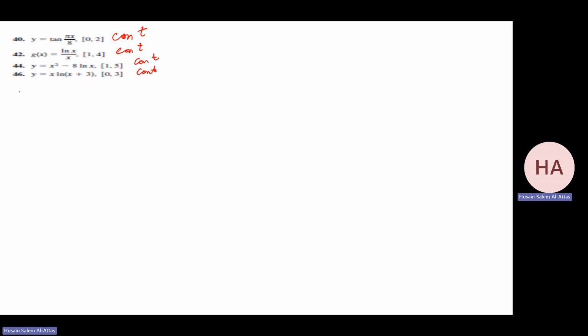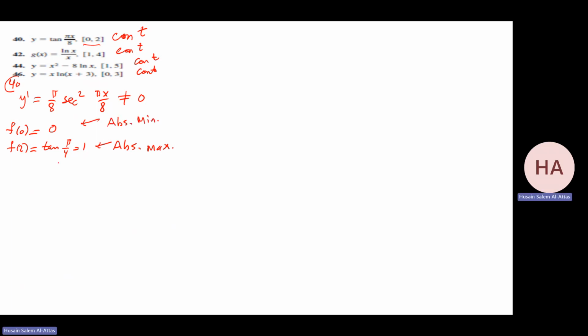So now we need to check y prime. In this case, it will be what? Pi over 8 secant squared of pi x over 8. Well, this one is impossible to be 0. That means I need to check only the endpoints. No critical numbers here. Secant squared actually cannot be 0. f of 0 will be tan 0, which is 0. f of 2 will be tan pi over 4, which is 1. So this is the absolute maximum, and this is the absolute minimum.